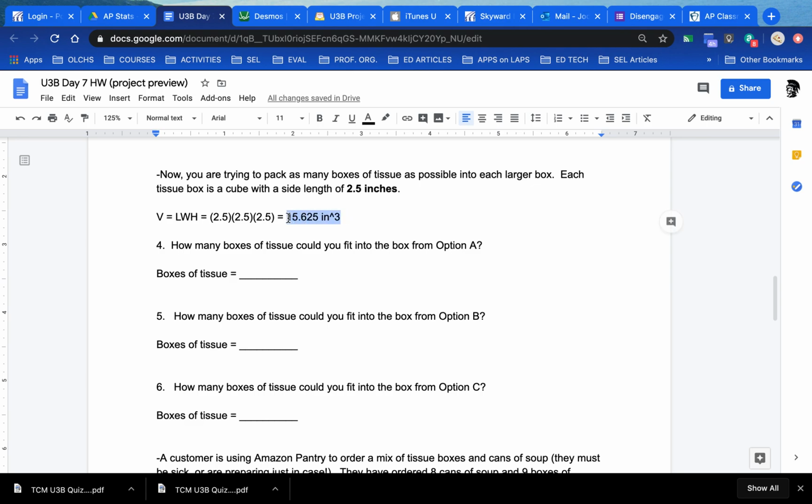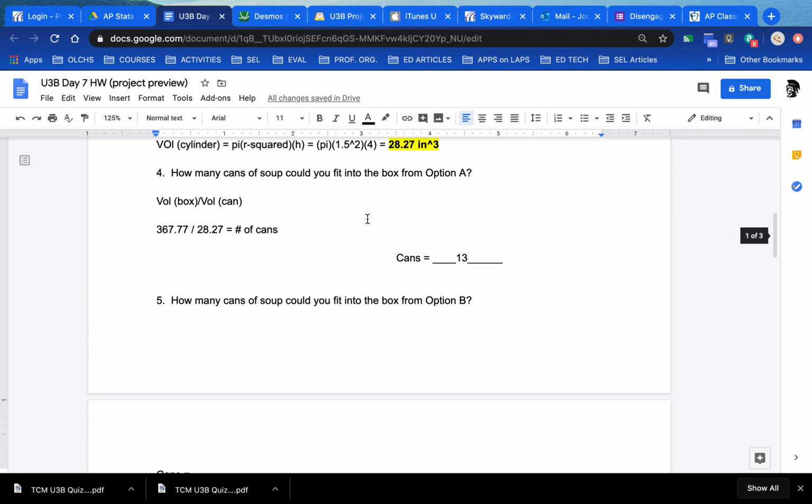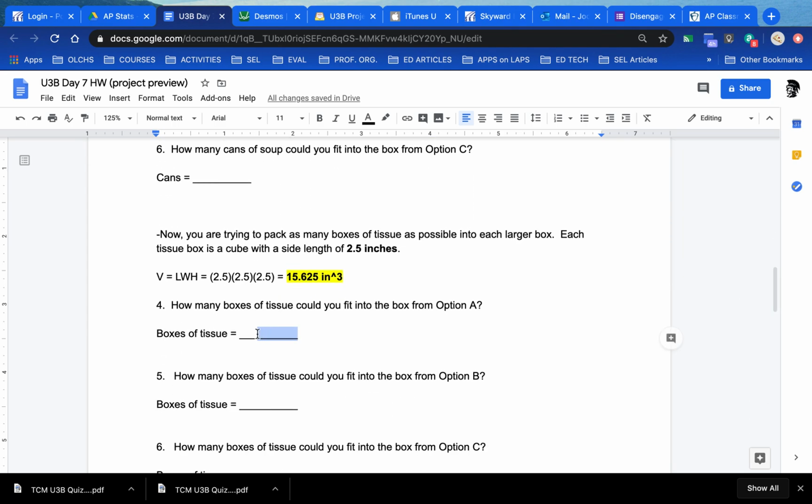Now, if you followed what we did in the previous questions, what we're going to do here is take the big box volume and divide by this small volume. It's the exact same thing we did for cans. It's going to be 367.77 divided by 15.625. And that's going to tell me the number of tissue boxes I could fit.